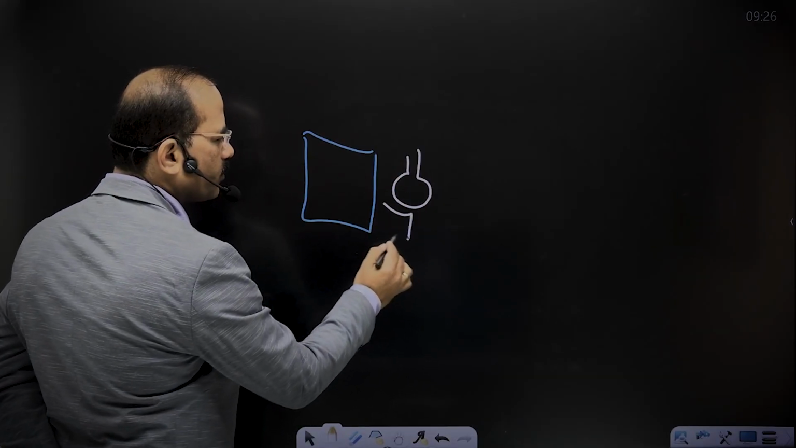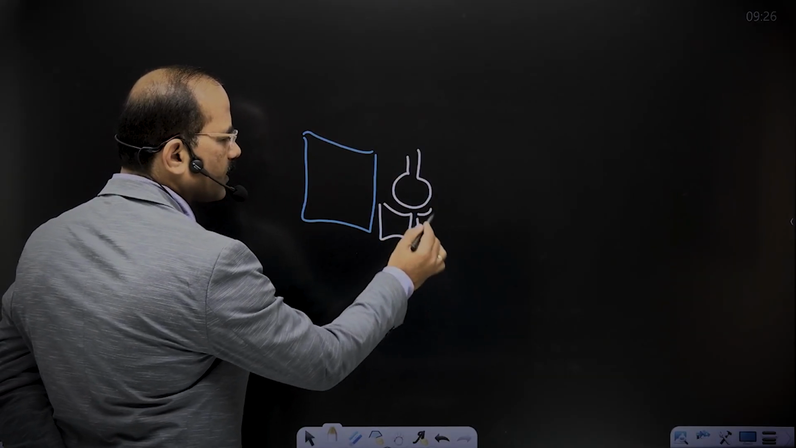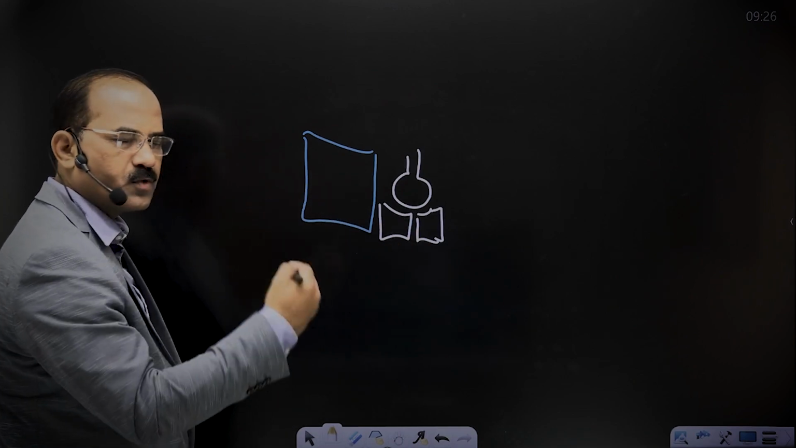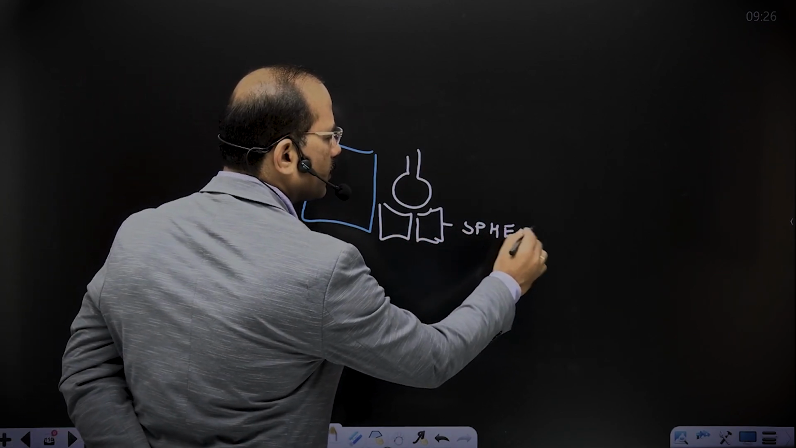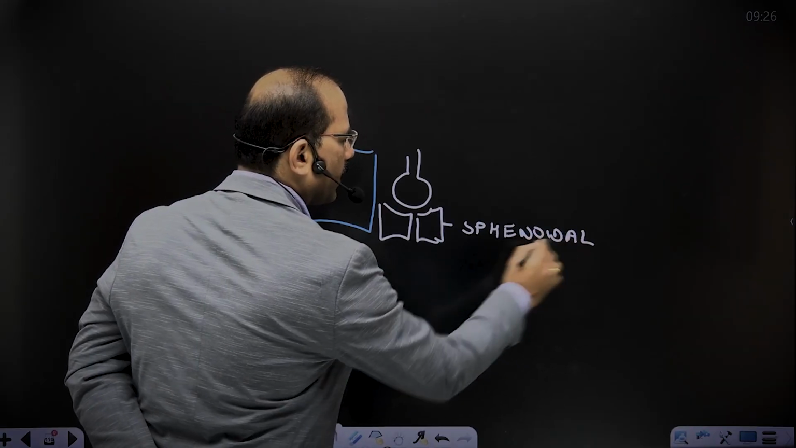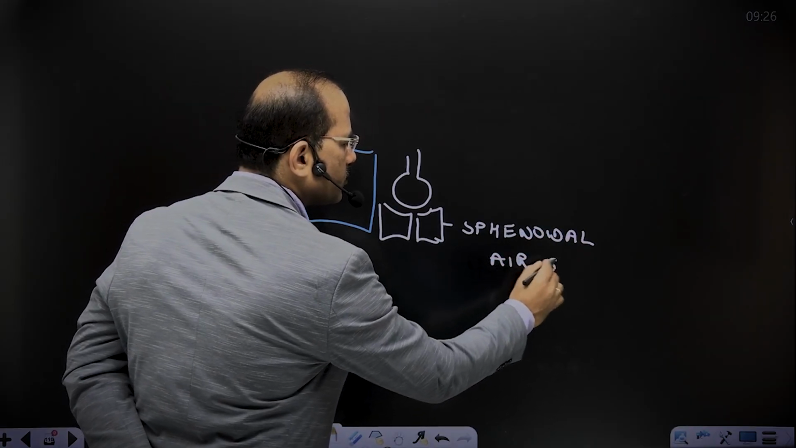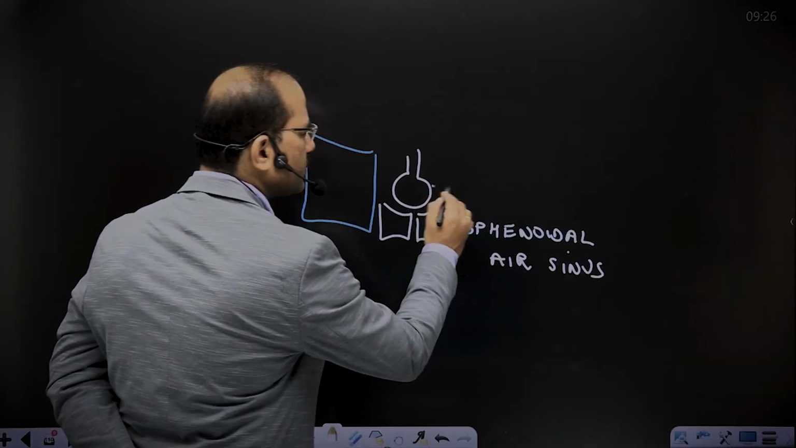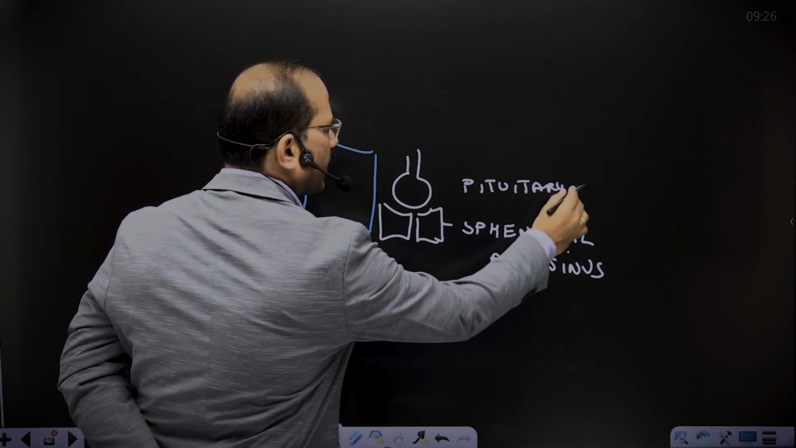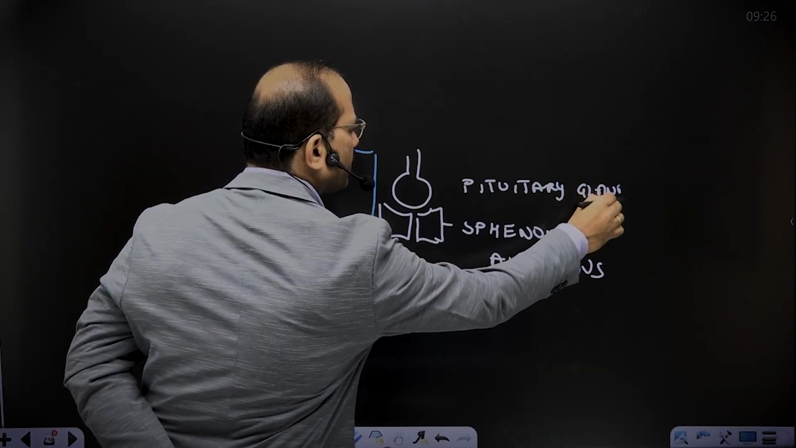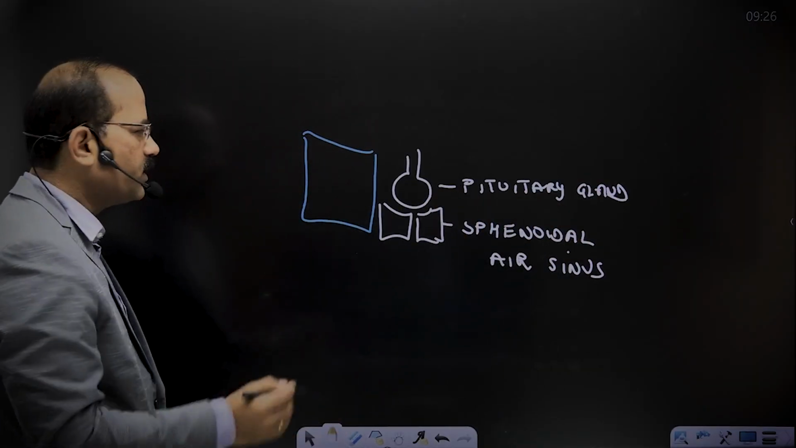And just below the pituitary gland, we get an air sinus. That's an air sinus below the sphenoid. This is what we call the sphenoidal air sinus. And what is this? That's the pituitary gland. Okay, so this becomes the medial relation of the cavernous sinus.